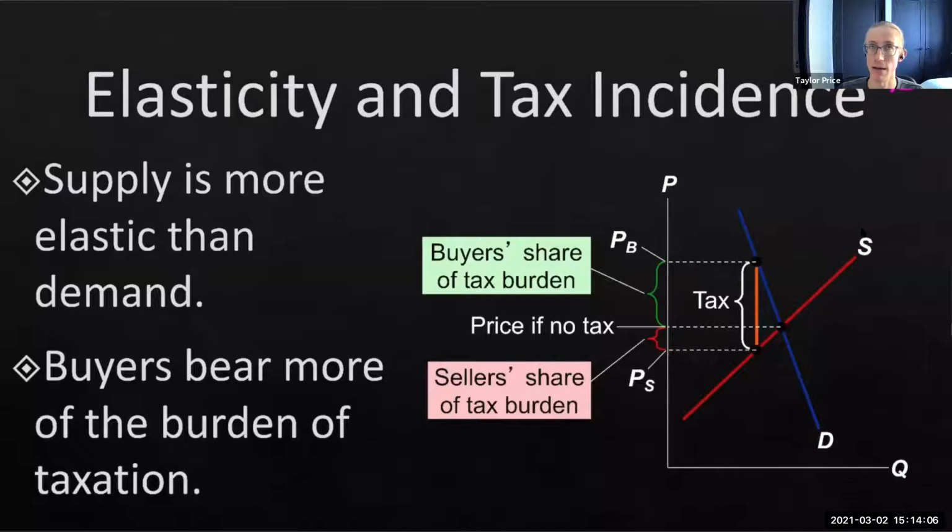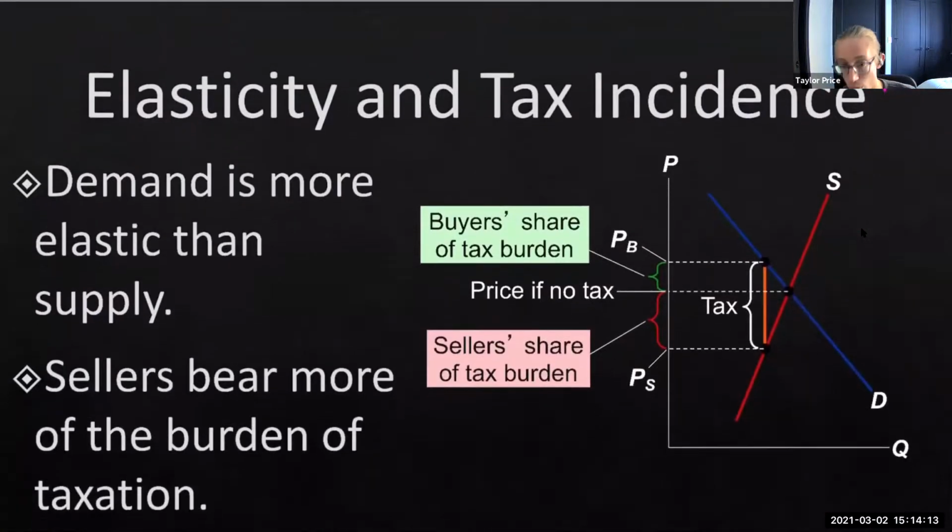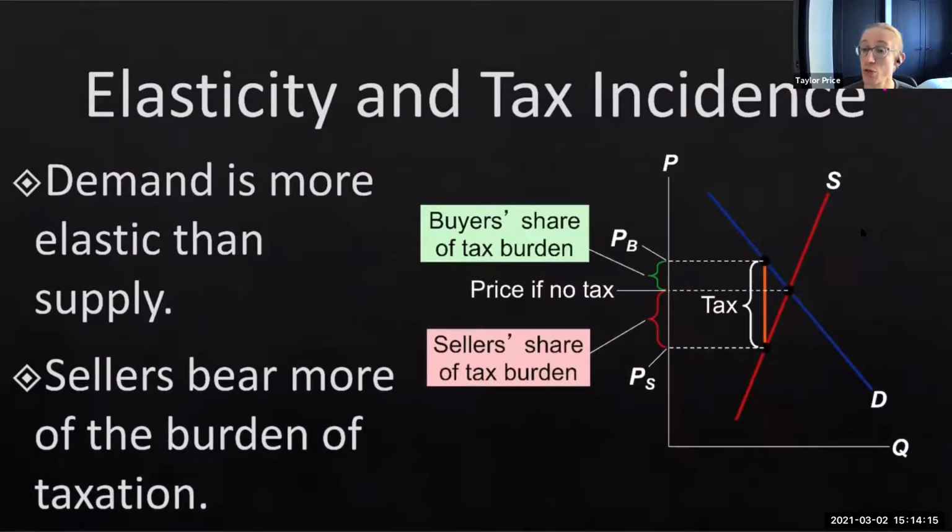So that's the elasticity implications. Let's talk about the reverse situation. In this case, we flipped supply and demand. Now demand is more elastic than supply. Because of that, sellers are now bearing a larger burden, or having a larger incidence of taxation, than buyers are, because supply is closer to being inelastic than demand is.